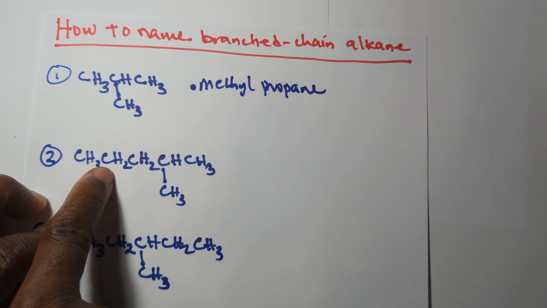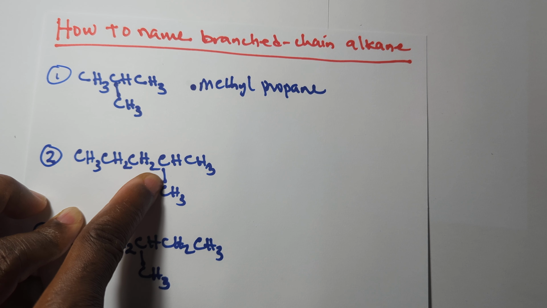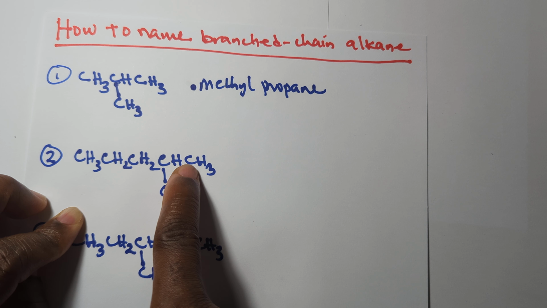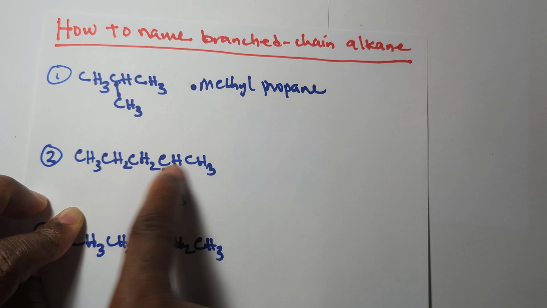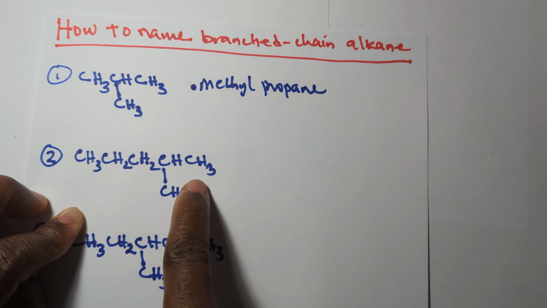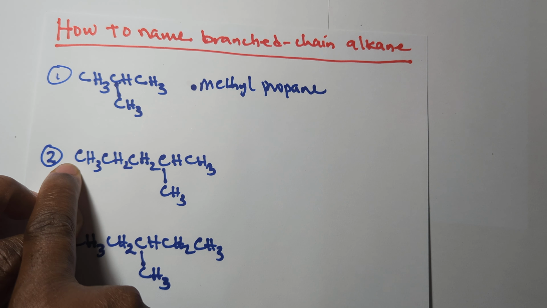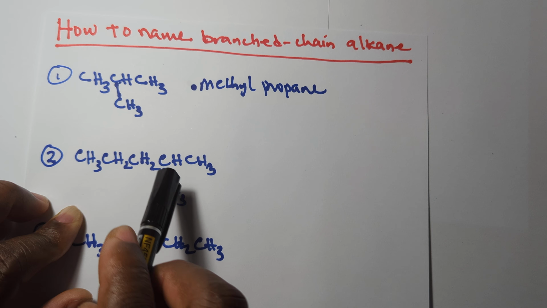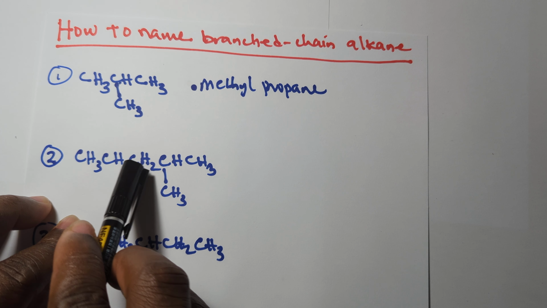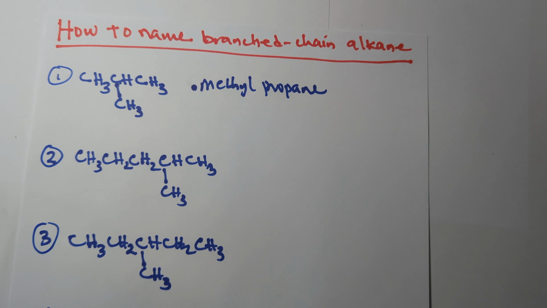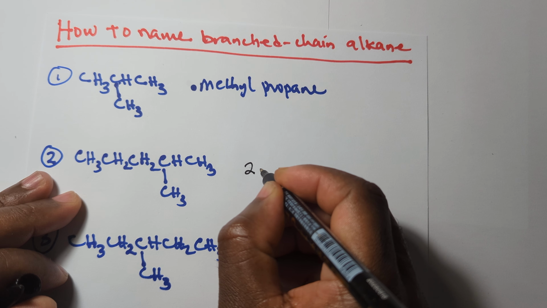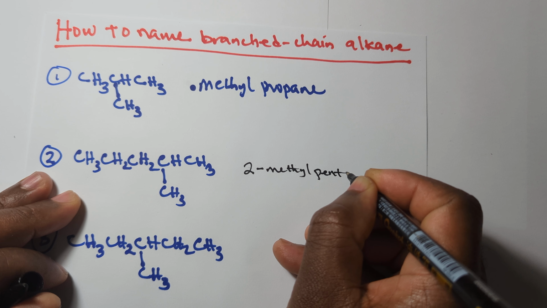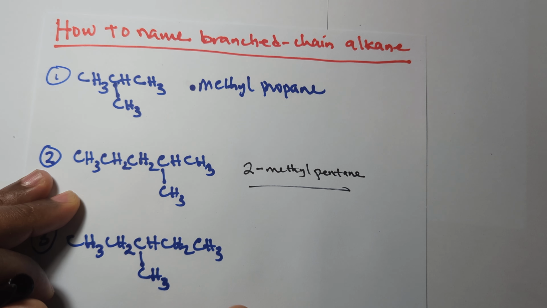So we count in such a way that the carbon having the branch chain has the lowest number. If we count from the left, it has 4, but if you count from right to left, we have 2. So this is the correct way to count. We have 1, 2, 3, 4, 5, and in position 2 we have a methyl group. So it is 2-methylpentane. This is the correct name.